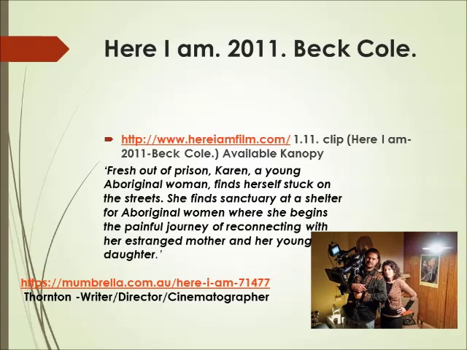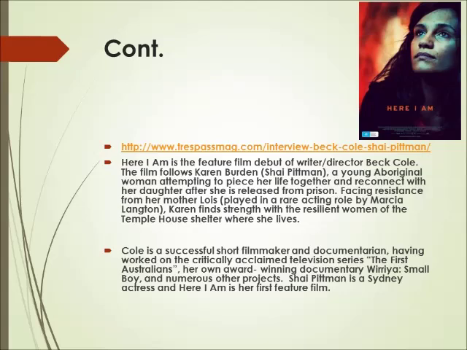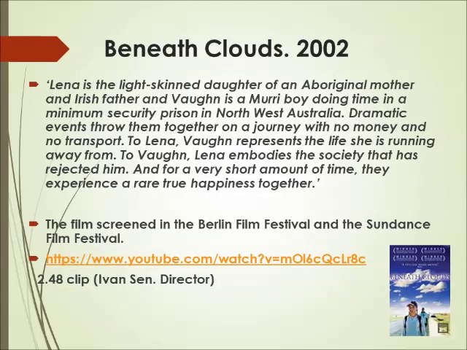So we talked last week about Bec Cole. So you were introduced to her. She also made a film called Here I Am in 2011, and she worked with Warwick Thornton, the Aboriginal filmmaker, as well. Okay, so Here I Am was her debut, and it follows a young woman who has been released from prison and is trying to rebuild her life. And, as we saw last week, Cole has worked in documentaries and also on things like the documentary series The First Australians. So she brings this sense of realism, I think, to her work.